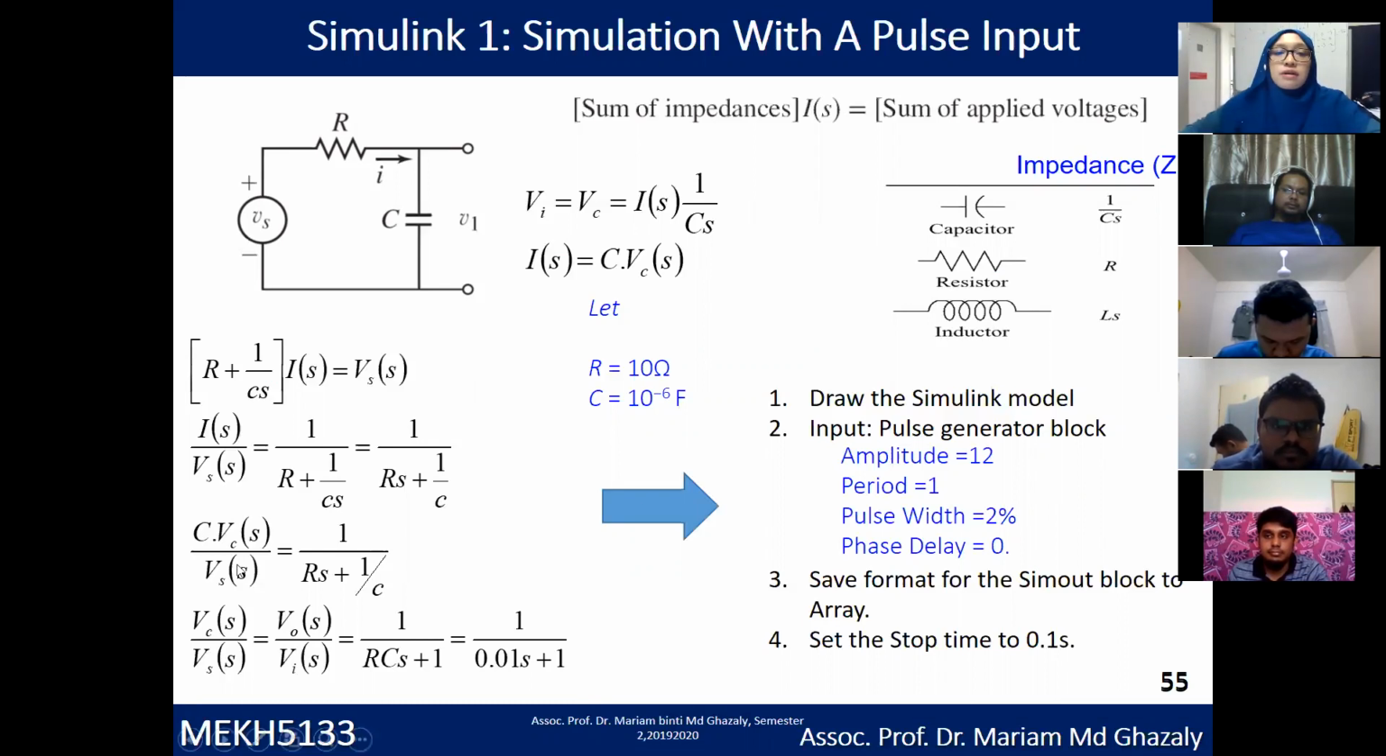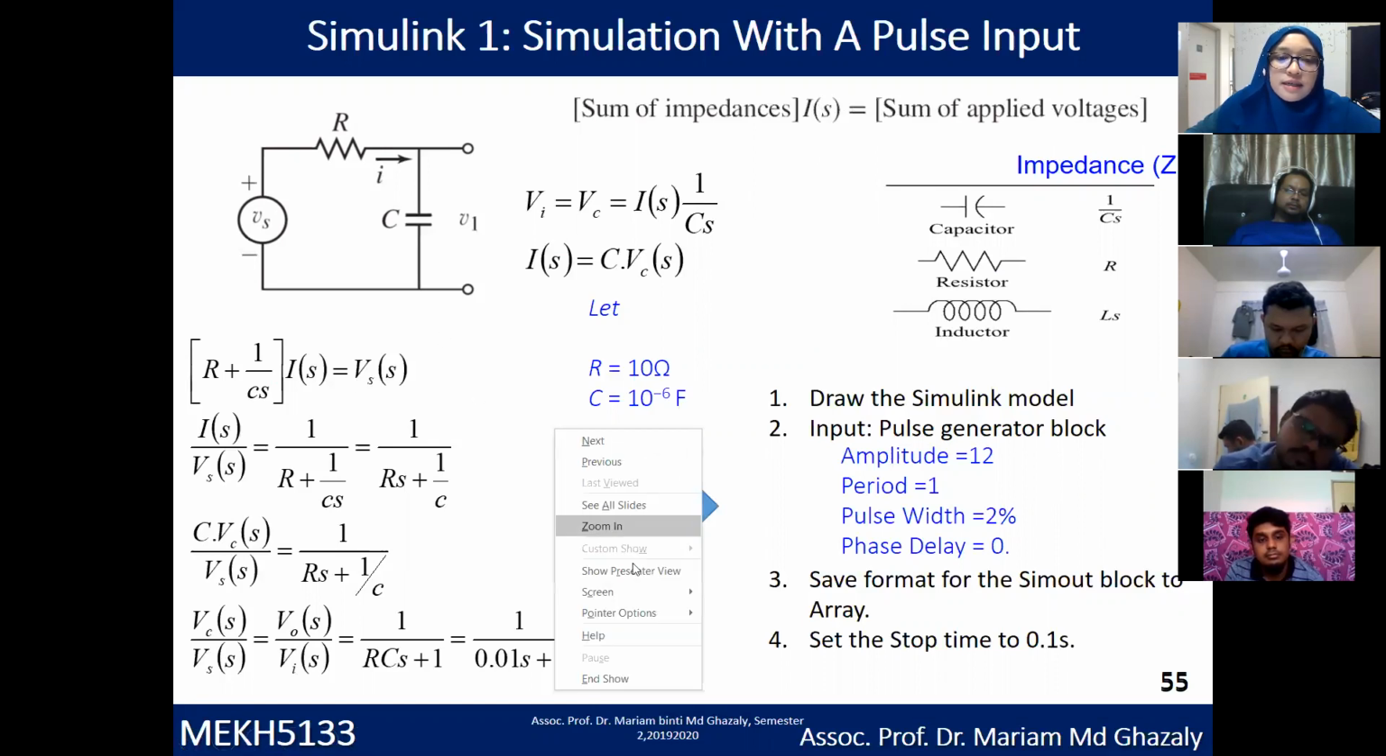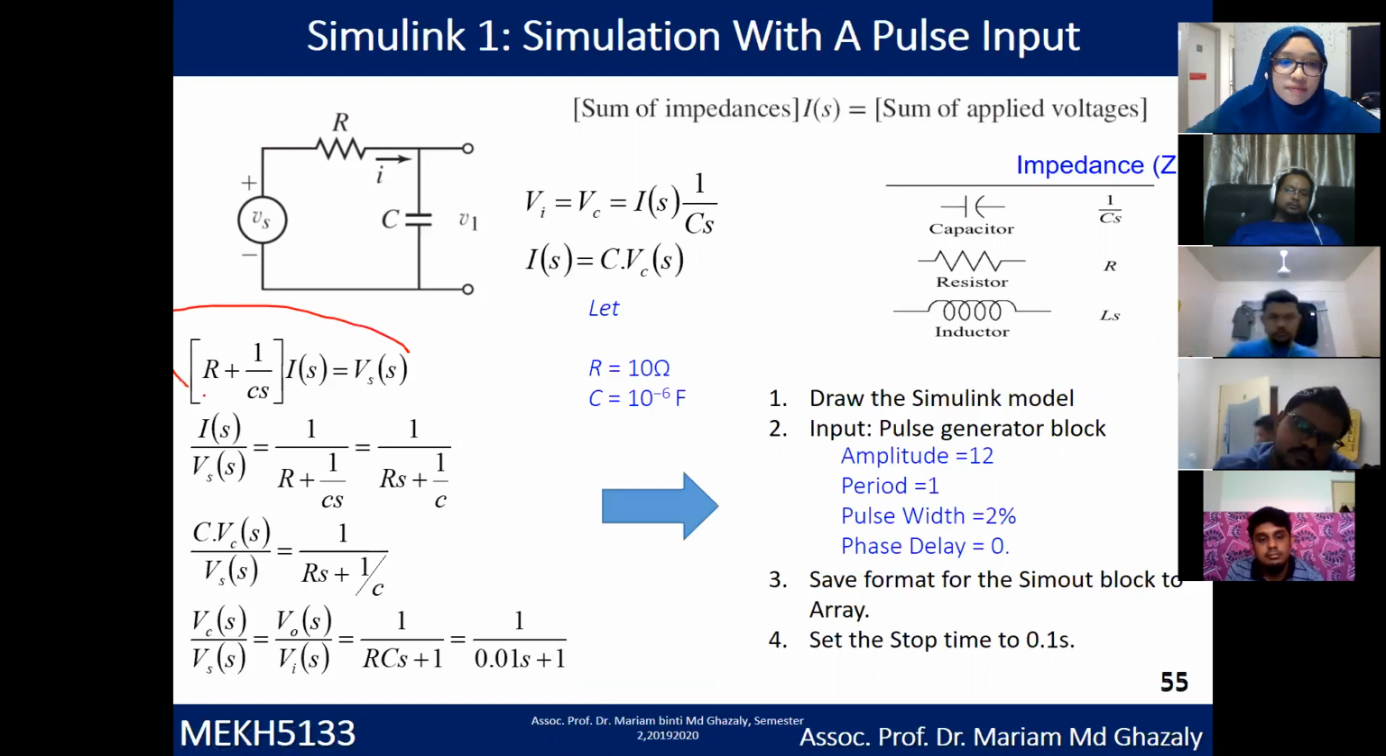Okay, so example 1 is on a circuit. A simple RC circuit, with a pulse DC input. So let's do this equation very fast. Sum of impedance times I is equal to sum of voltage. Therefore you get this equation.